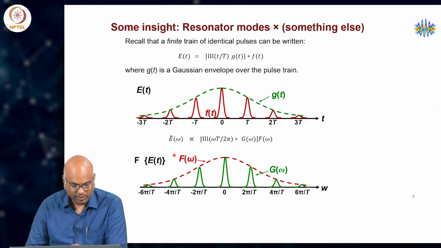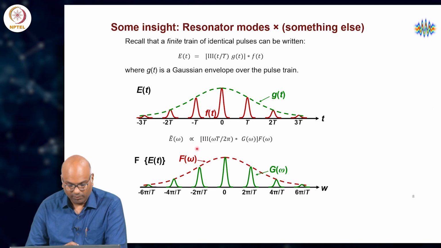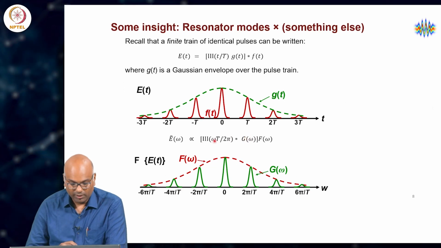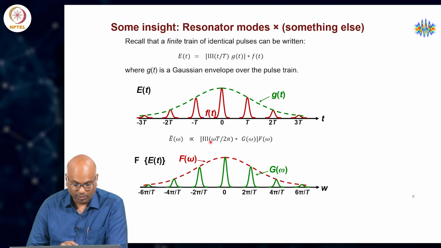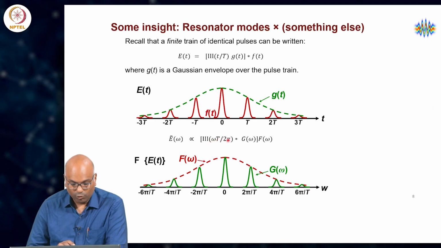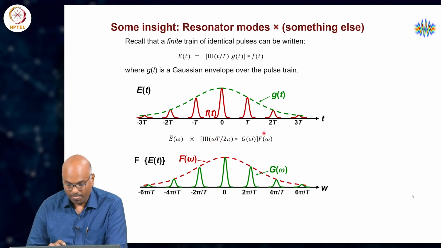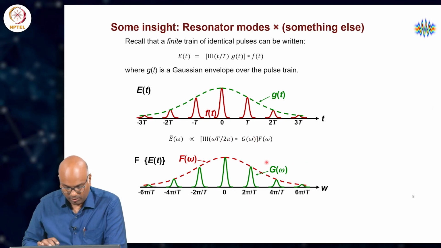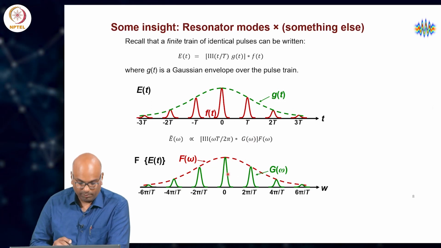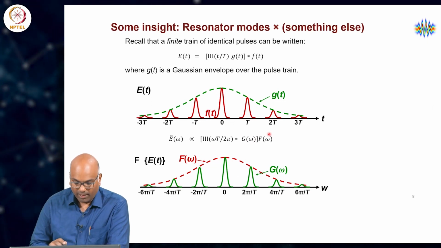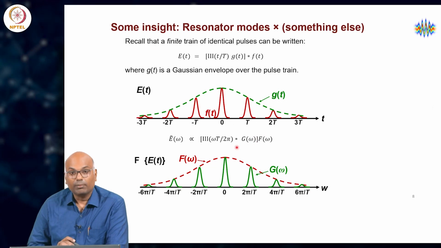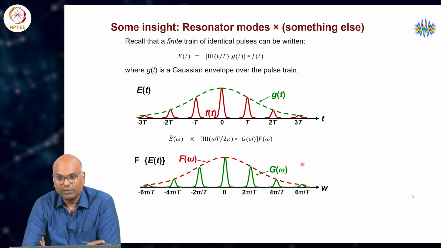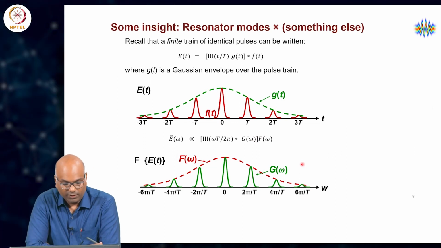Then this spectrum has the functional form where the line shape function g is convolved with a function which has a periodicity of 2 pi by T, T being the round trip time. And this forms a comb of frequencies equally spaced in the frequency domain. But then the amplitude of this entire comb is modulated by f of omega, which is the modulation function which comes out of the physics and specifics of the problem.